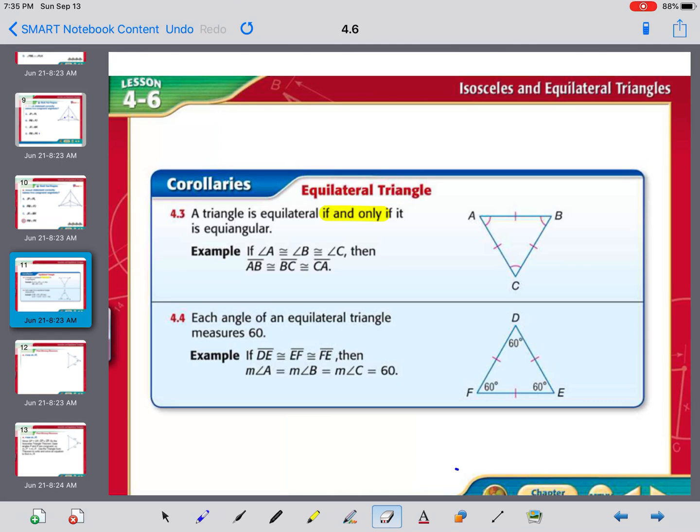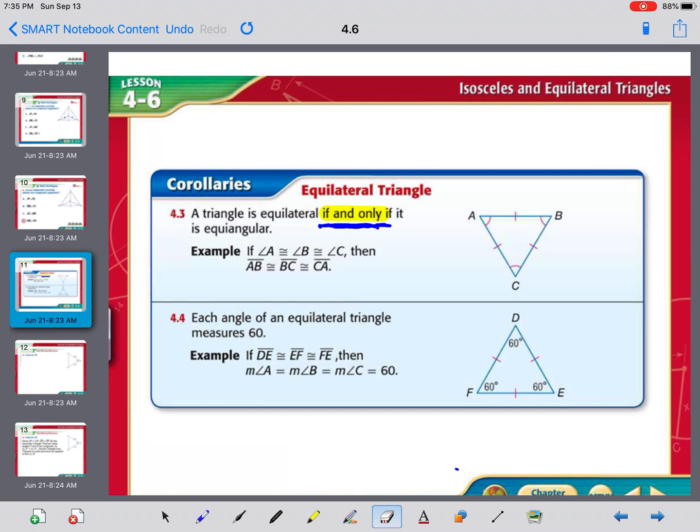All right, so that was the isosceles. A few things we worked through with that. It's just a matter of paying attention. And now we're here at the equilateral. Equilateral, we know, is equal sides. And this 4-3 says a triangle is equilateral if and only if it is equiangular. Now, I probably have mentioned it before, but in case I haven't, if and only if is a math saying which means it works both ways.